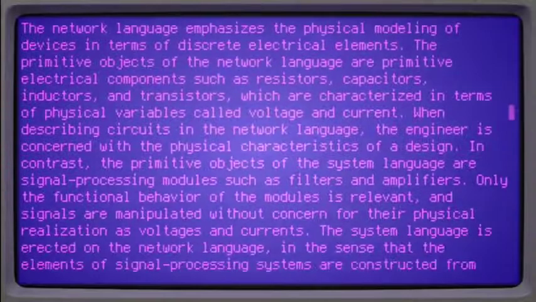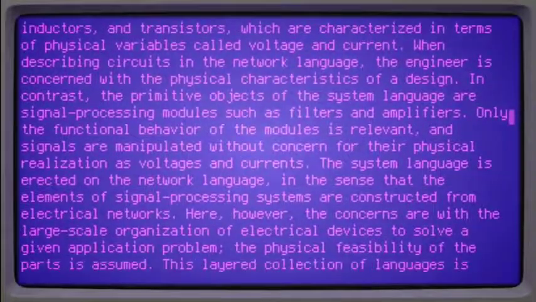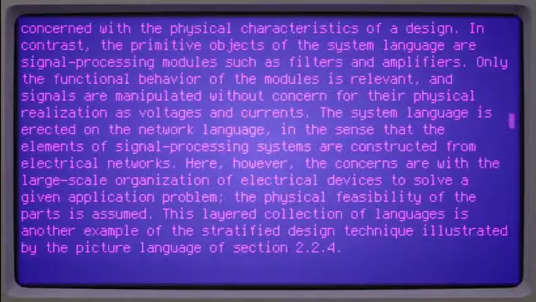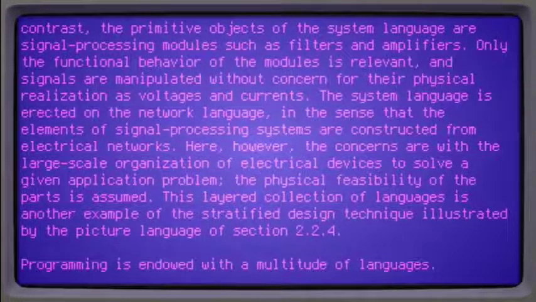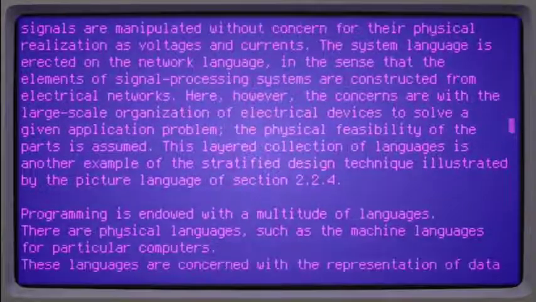In contrast, the primitive objects of the system language are signal processing modules such as filters and amplifiers. Only the functional behavior of the modules is relevant, and signals are manipulated without concern for their physical realization as voltages and currents. The system language is erected on the network language, in the sense that the elements of signal processing systems are constructed from electrical networks. Here, however, the concerns are with a large-scale organization of electrical devices. To solve a given application problem, the physical feasibility of the parts is assumed.